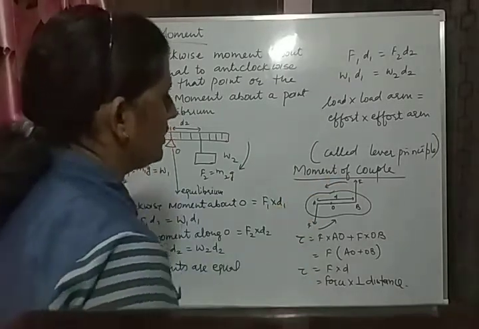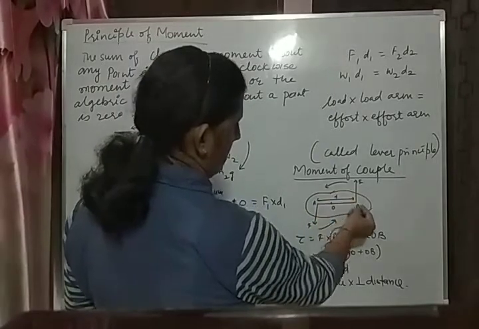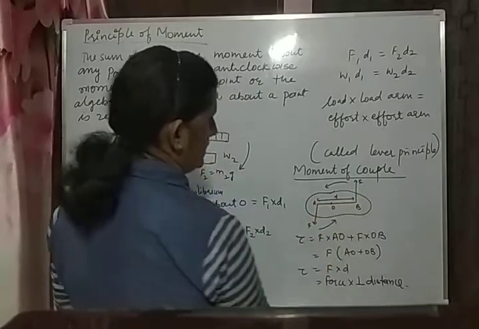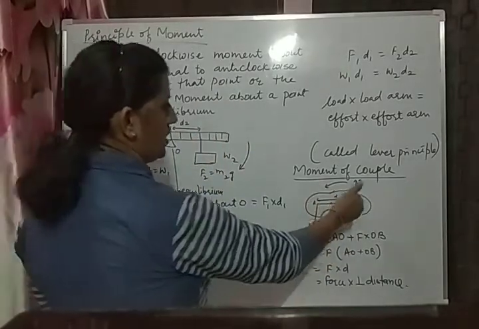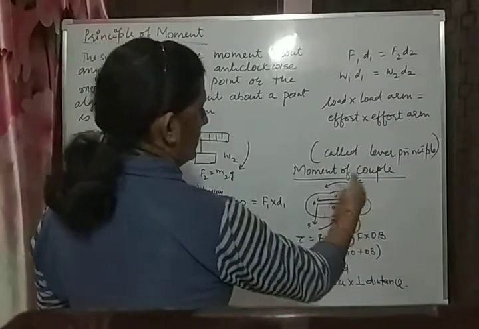Moment of couple is what? When we are giving the rotation to the body, what is happening here? The equal and opposite forces are acting on two ends. This force is acting in the downward direction and this force is acting in the upward direction. So they are forming a couple.